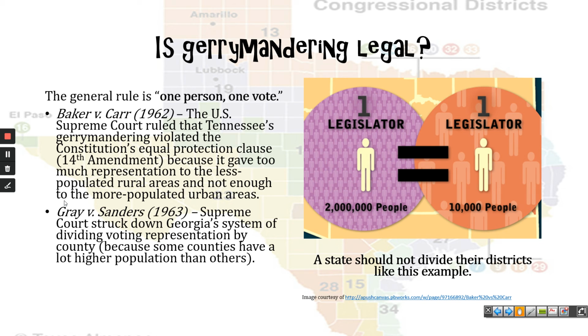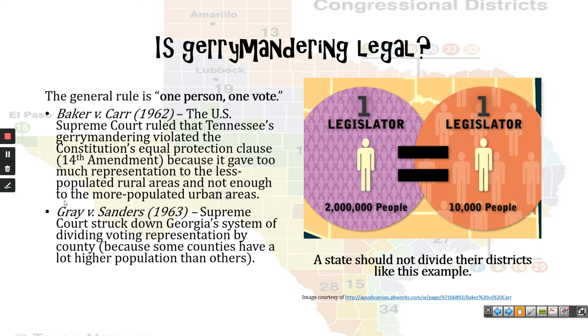And that's what was said in Baker v. Carr. They said you can't just draw it in a way where people in rural, less populated areas get more of a vote than people who live in urban, more populated areas. And then in Gray v. Sanders, the Supreme Court said you also can't just draw it along county lines, because as we already talked about, some counties have a lot more people than others.